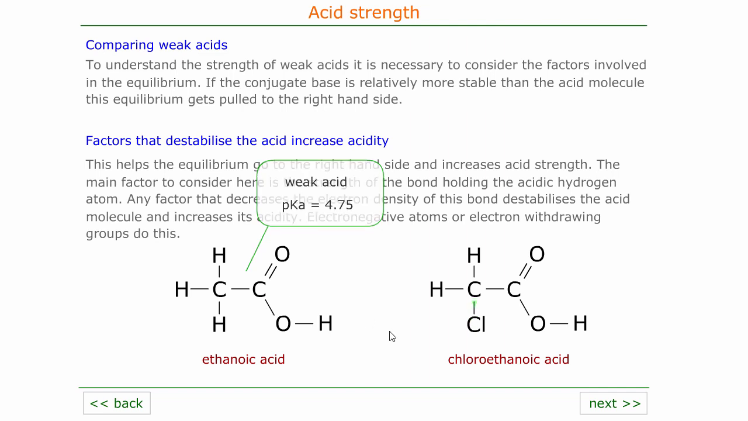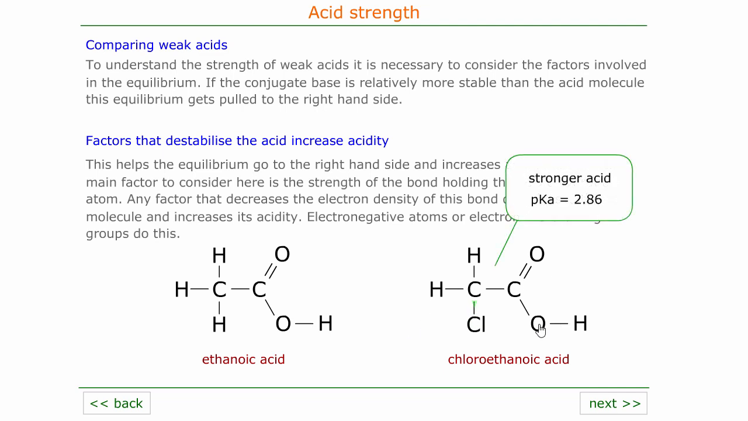Now in these two species, it is easier to break the OH bond here because the chlorine is pulling electrons away from the carboxylic acid group. That makes this bond slightly weaker, and so the chloroethanoic acid is more easily dissociated. It's a slightly stronger acid.